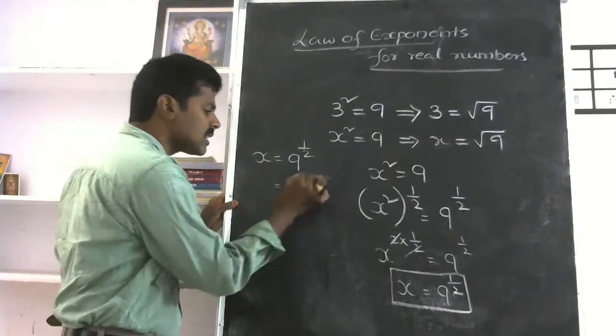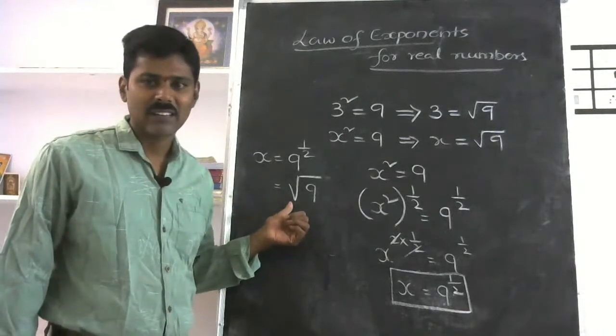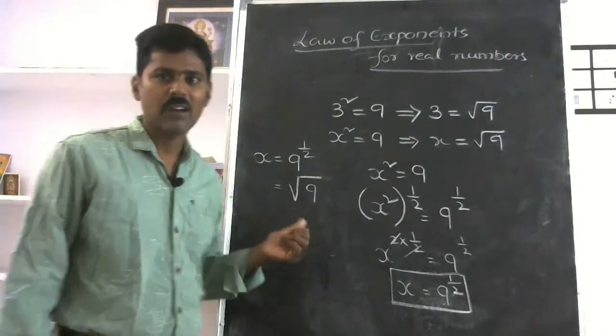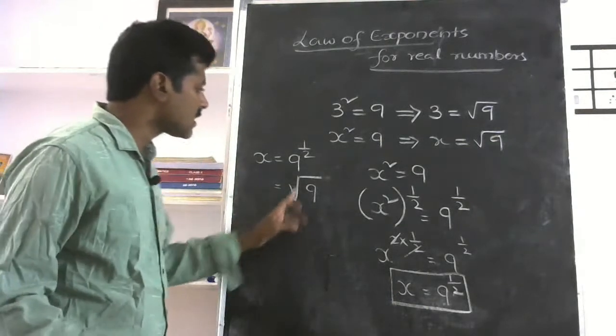The symbolic notation is square root 9. This is the symbol. That's why we can say that this is square root 9.